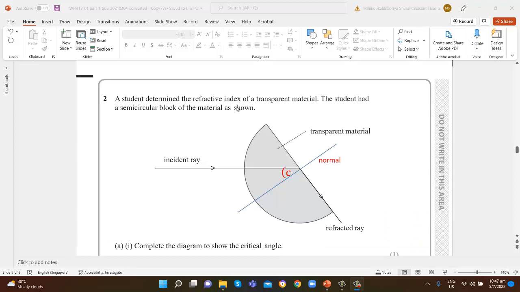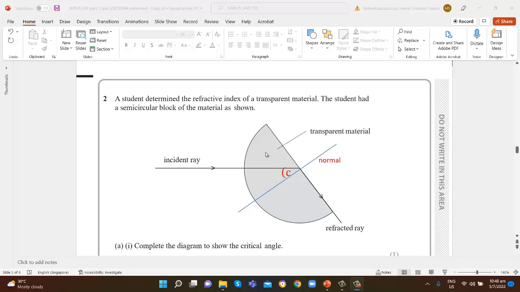A student determined the refractive index of a transparent material. Now this section is from light, so you should know about light equations. The student had a semicircular block of the material. So the transparent material is there. When you see incident rays going onto the surface, when you draw the normal, you can mark C. Normal at this point. So you know C. So you take the protractor. If you measure C, you are getting the critical angle of this material.